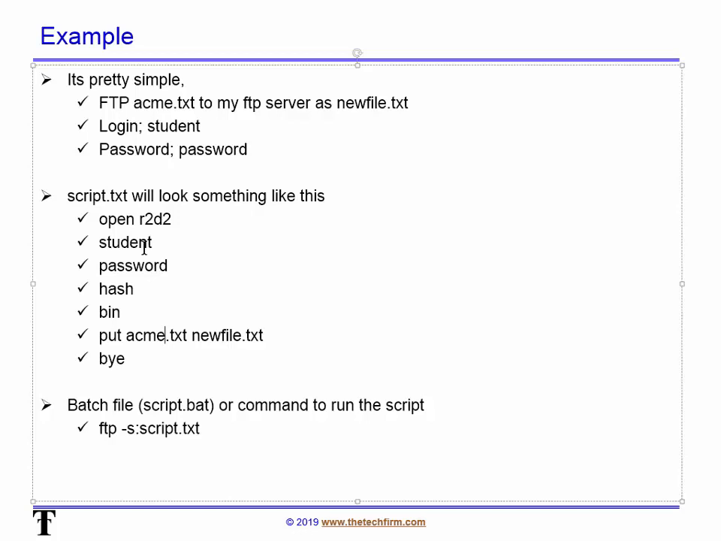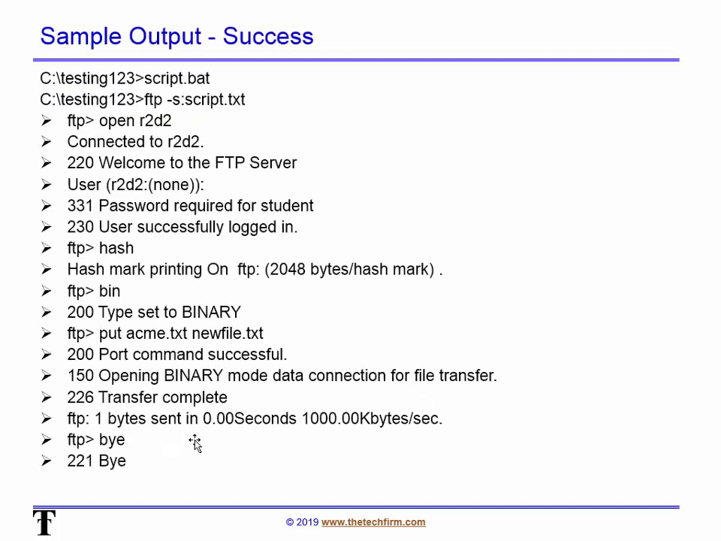All right. So just open, student, password, hash, bin, and then put acme.txt newfile.txt, and then bye, you're done. When you want to run the script, it's ftp -s: and then script.txt. That's pretty well it. And when you see it run, you'll see all the commands execute accordingly. If you wanted to, you can redirect this to a text file. Depending on the FTP client, you can turn on logging if you want to see this at some point. So it's entirely up to you how you want to use it past this point.